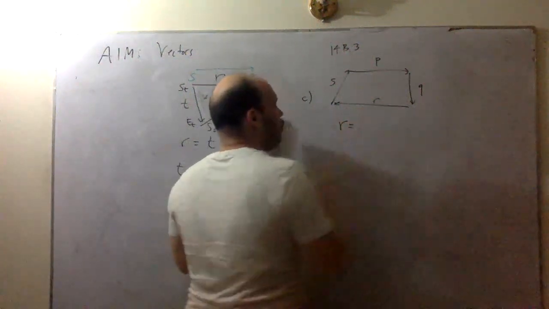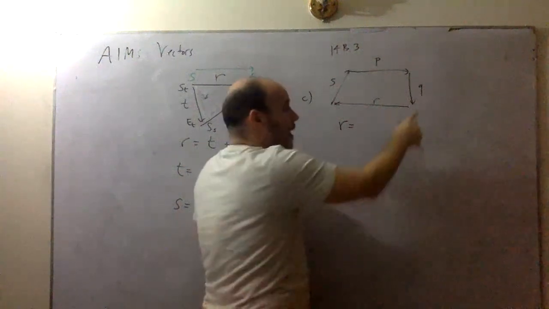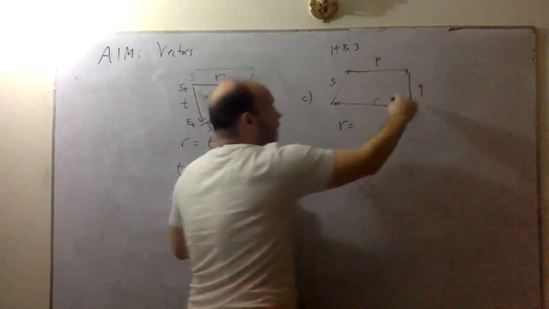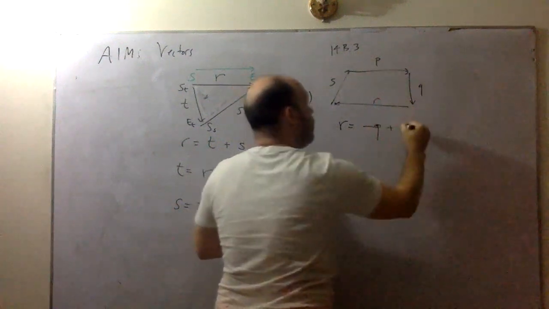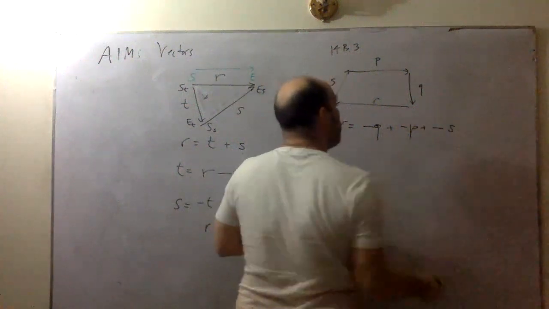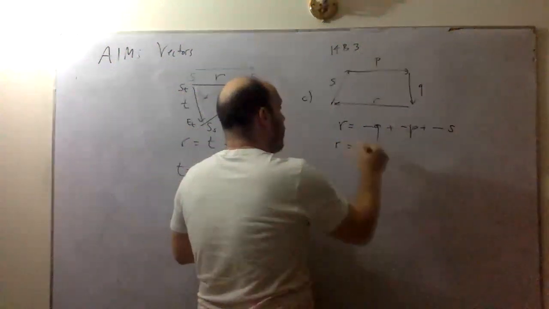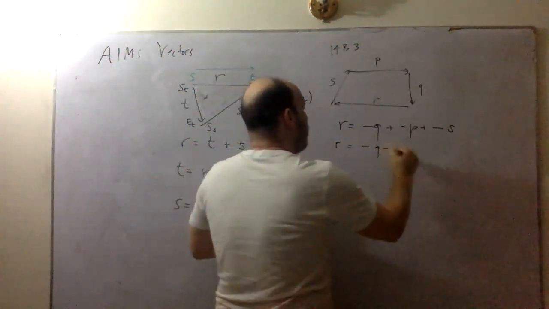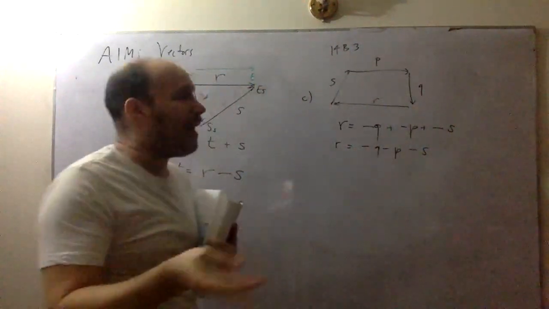So R is equal to, well, where does R start, and how does it end? How do I get from the beginning to the end? Oh, I have to go around. Well, it's kind of interesting. First, I have to do negative Q, then I have to do negative P, then I have to do negative S, right? So I can write it a couple of ways: negative Q minus P minus S. Yeah, you can pick any letter.